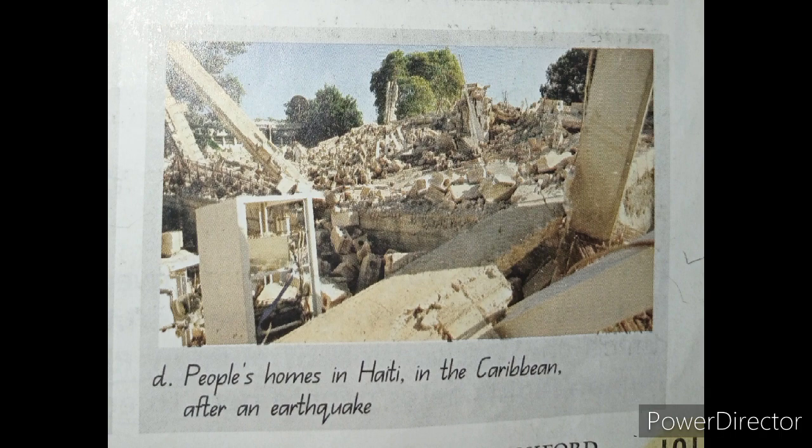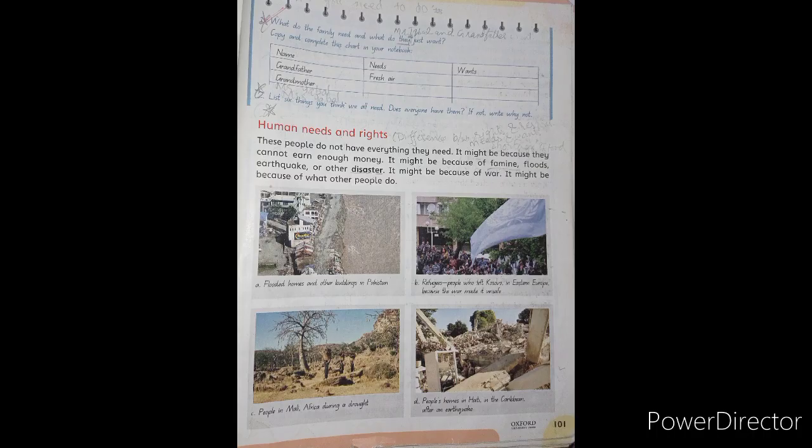We all need clean air to breathe, clean water to drink, food to eat, shelter to live in, and medical help. Without these, we would suffer and could die. After looking at these pictures, what do you think they need? Complete the chart about the pictures on page number 102.